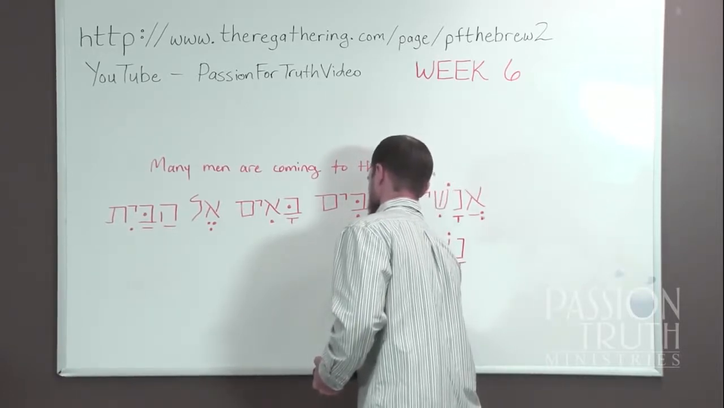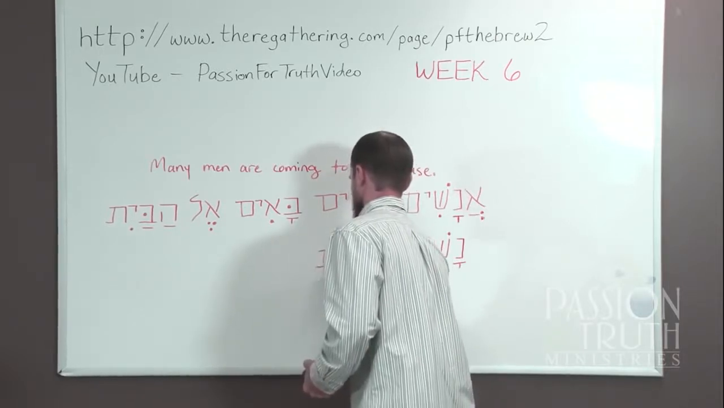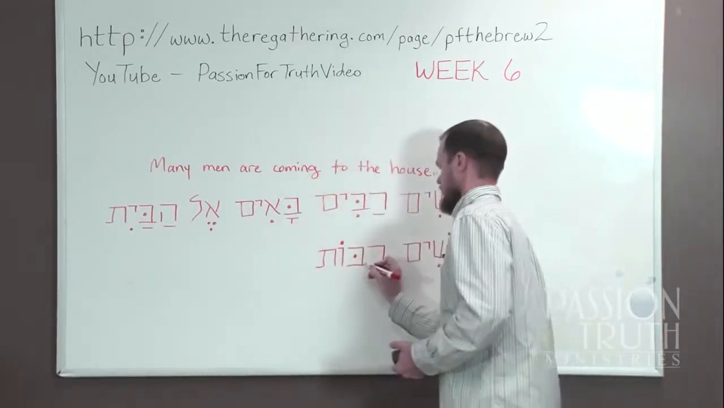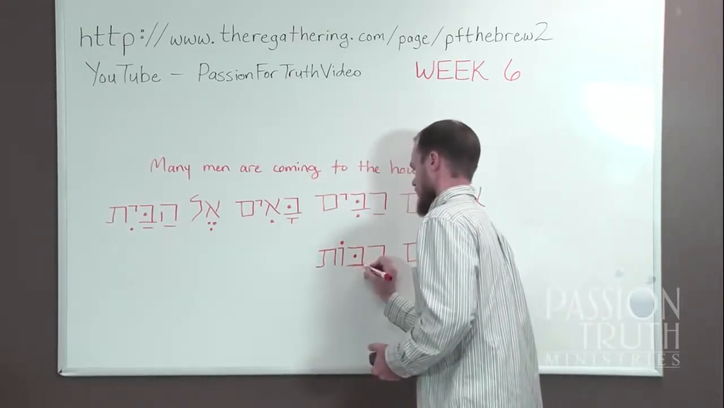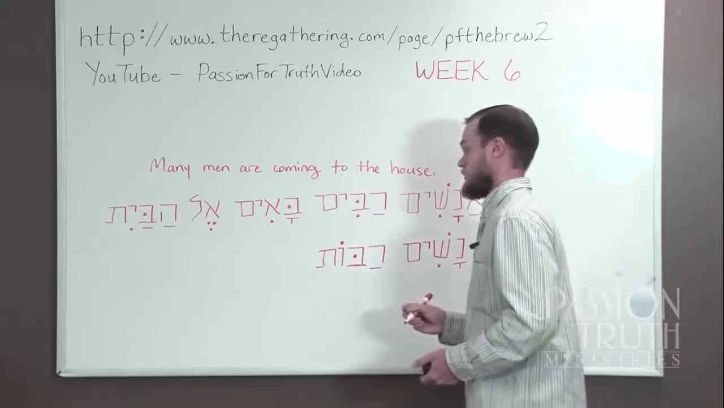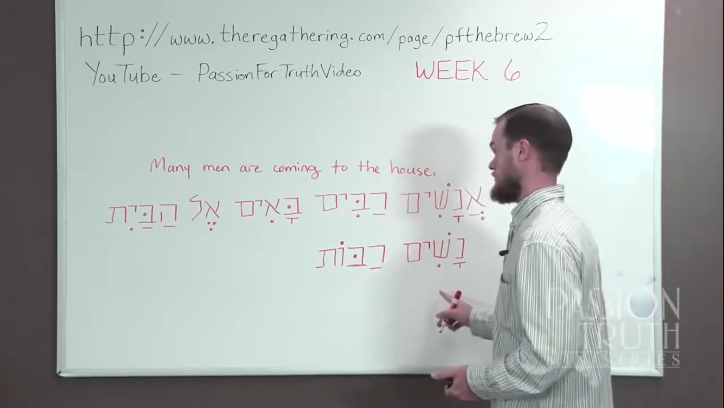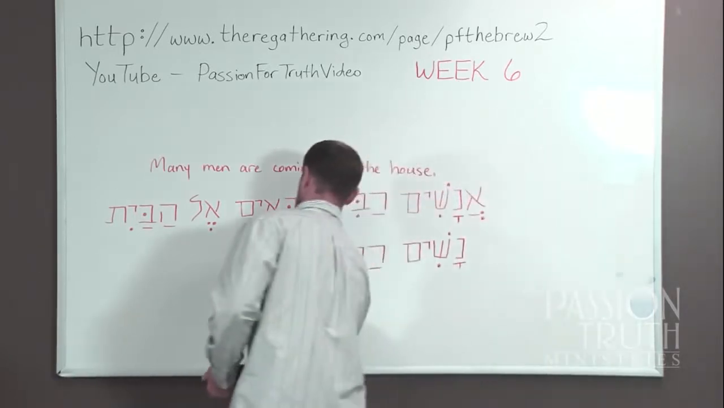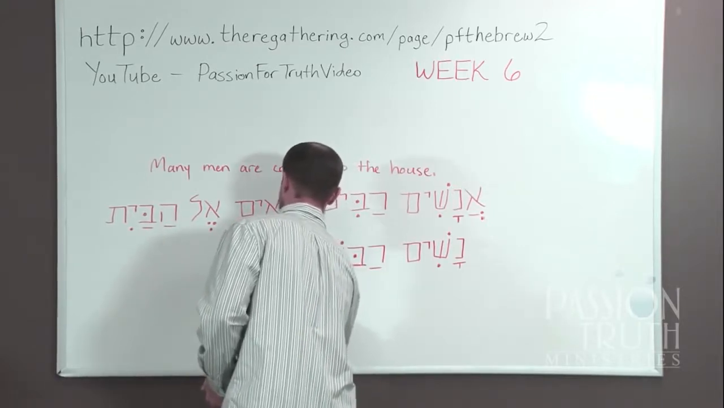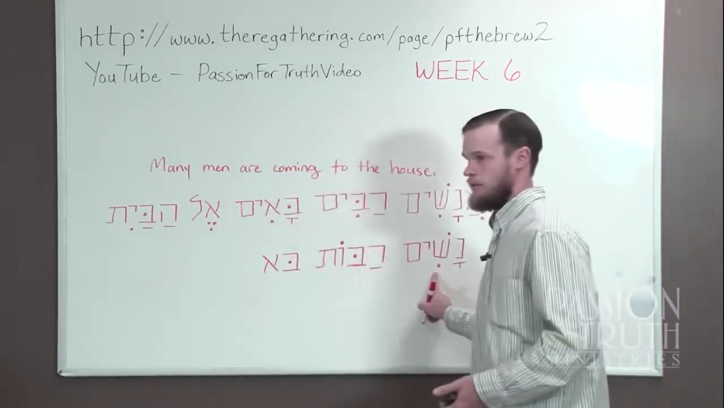So this is where the irregularities get confusing. But again, they are irregular. It's just certain very common words have irregularities like man and woman, so you'll encounter them frequently. So nashim rabot, many women. Ba'ot, that's right. Again, we have to use the feminine plural of the verb because we have a feminine plural subject, nashim.